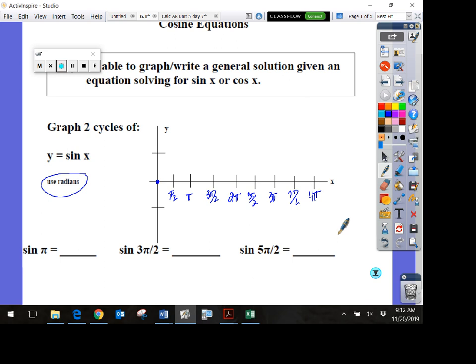Either way will work. The amplitude is 1, so we go up 1 and down 1. So high, middle, low, middle, high, middle, low, back to middle. So here is the graph, 2 cycles of a sine graph.